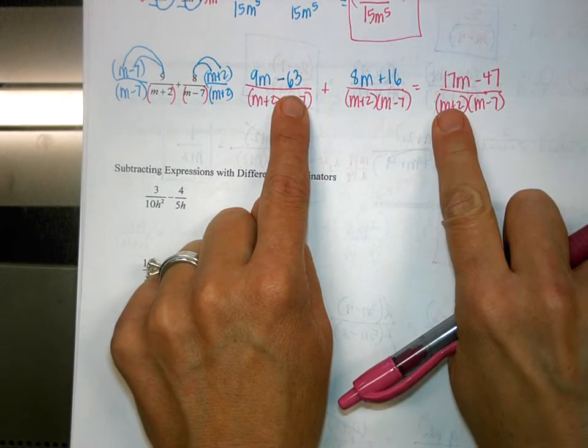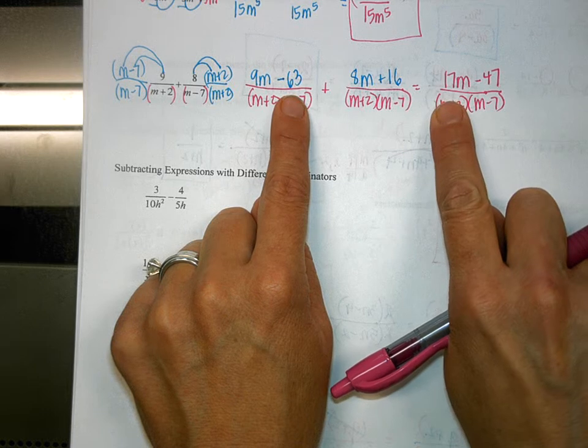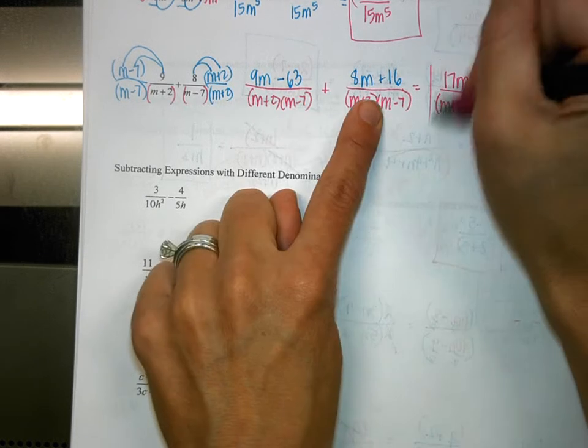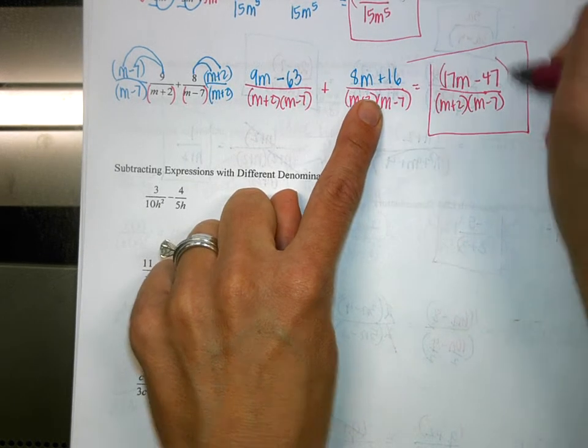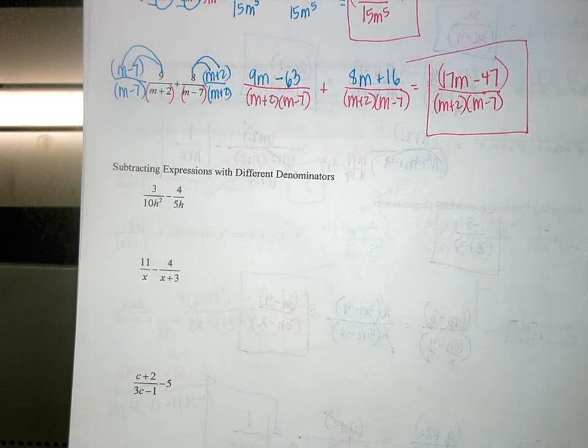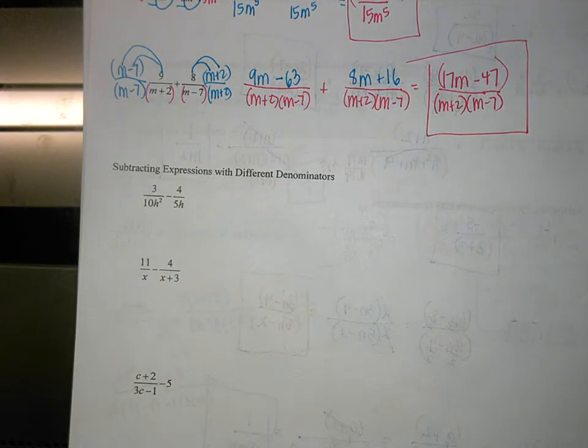Can I factor anything out of the top? Nope. So that's my answer. Because remember, those are stuck together. Nothing is like in parentheses, so I can't reduce anything. All right. Are we feeling okay about this? Yes? Some of you know?